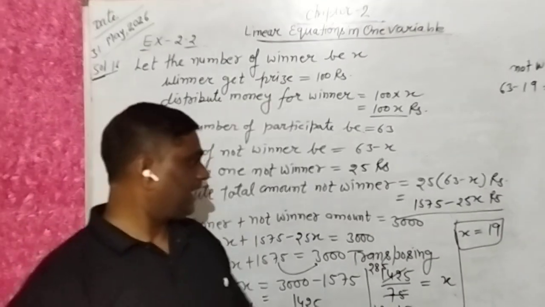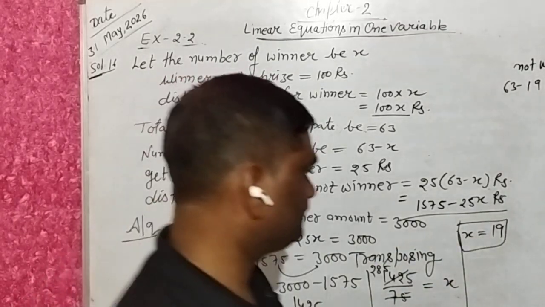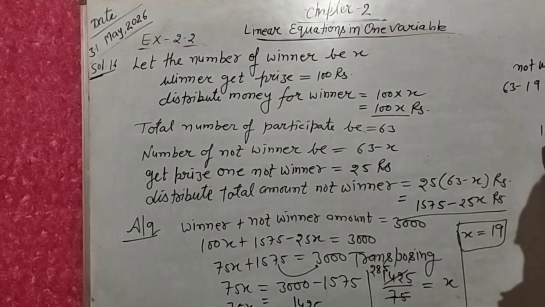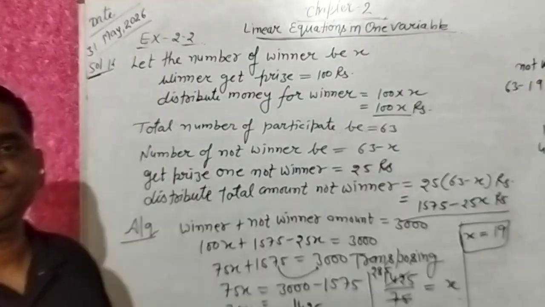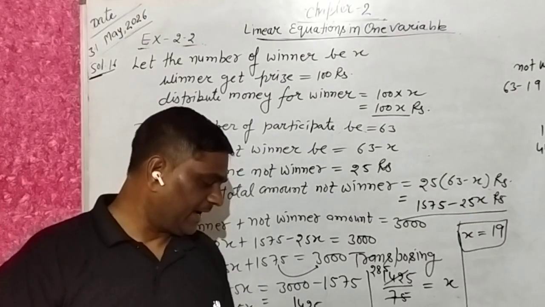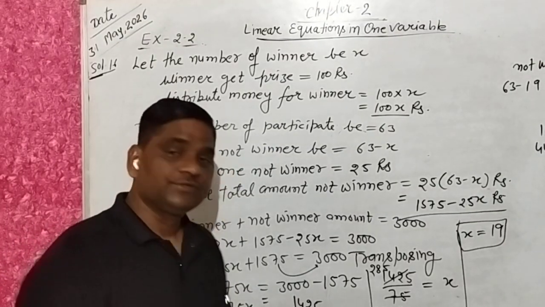Okay guys, if we multiply 19 into 100 is equal to 1900, and 44 into 25 is equal to 1100. If you add, 1900 plus 1100, you get 3000 rupees. I explained how. Next, I think the exercise is over.